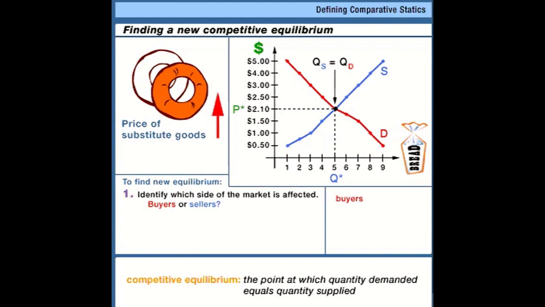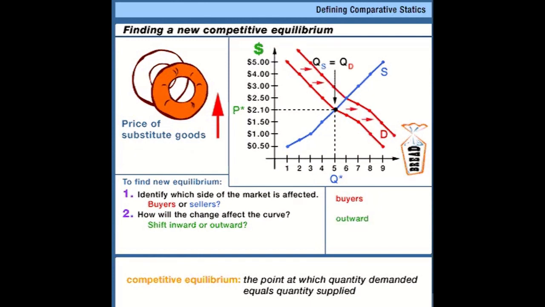The second question, how will the change affect the curve? So if the price of a substitute good increases, we know we're going to be dealing with the demand curve, but will it shift in or will it shift out? The answer in this case is the curve shifts outwards. When the price of a substitute good increases, the demand for bread increases as well. That is, customers are going to want to buy more bread at every price. So the demand curve for bread shifts outwards.